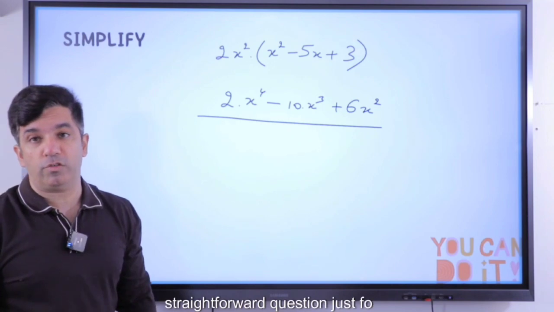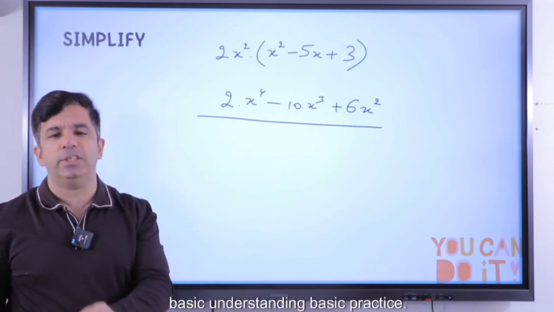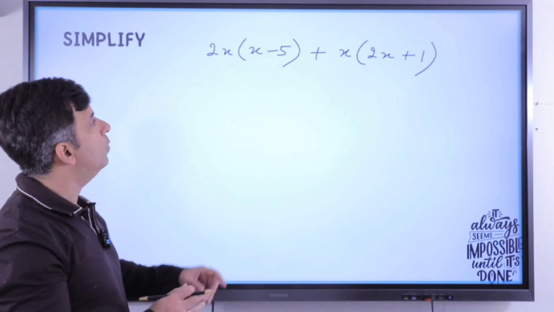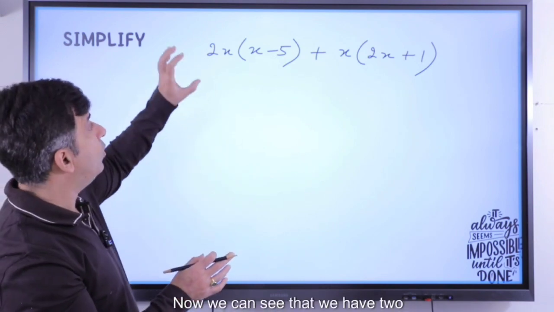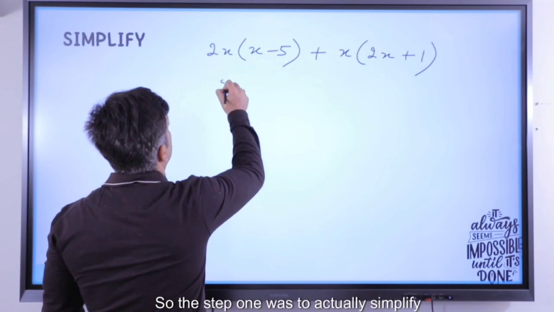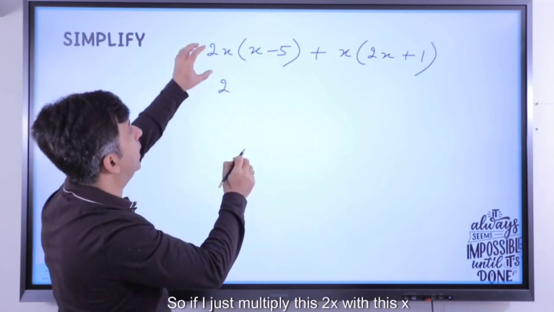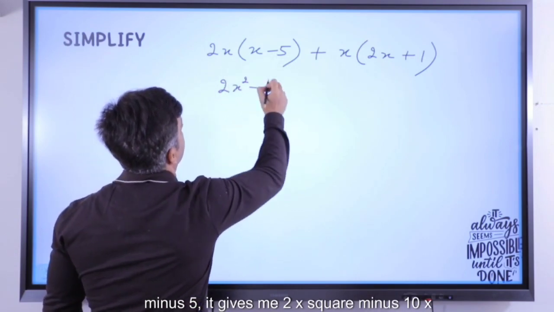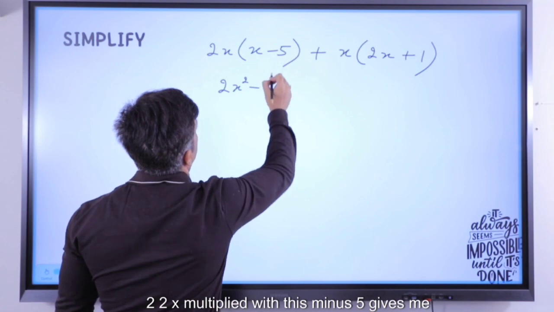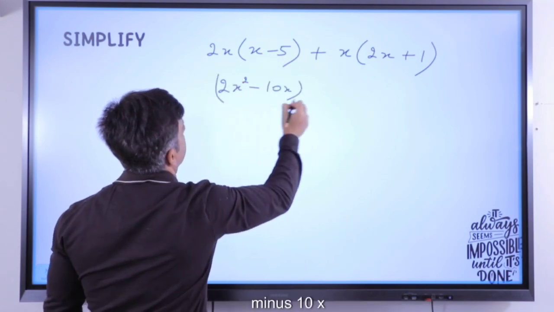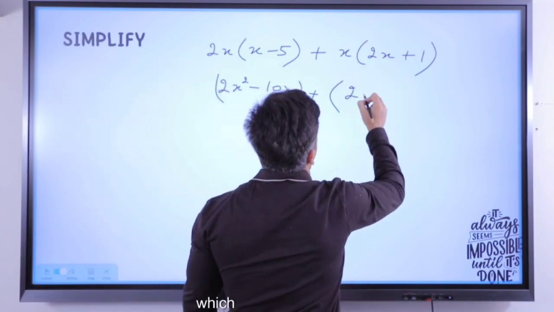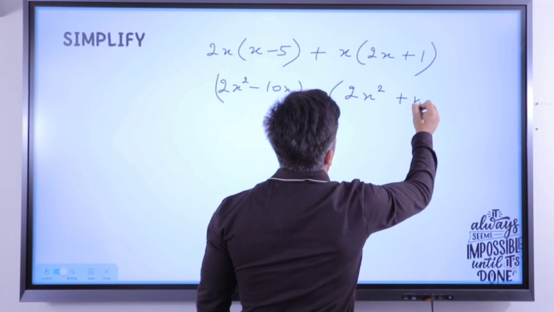So it was a very straightforward question, just for your basic understanding, basic practice. Now solve the next one. So this was the term. Now we can see that we have two expressions. So step 1 was to actually simplify them individually. If I just multiply this 2x with this x minus 5, it gives me 2x square minus 10x. 2x multiplied with this minus 5 gives me minus 10x. Now comes the second term, which gives me 2x multiplied with this 2x, which gives me 2x square plus x.